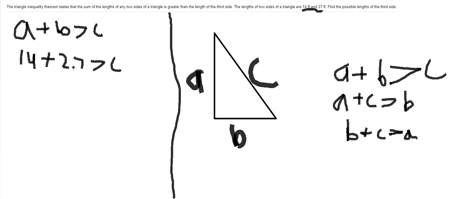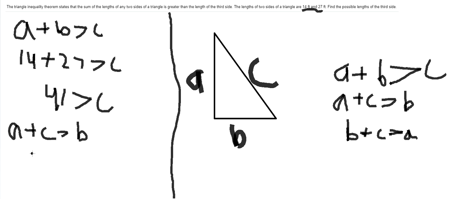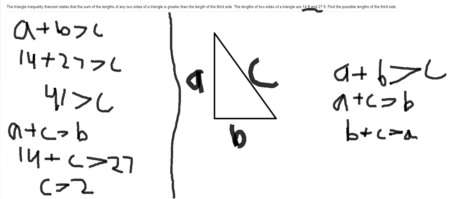So 14 plus 27 is, 14 plus 30 is 44, 44 minus 3, 41. 41 is greater than C. Now we have A plus C is greater than B. So if you put in the value of A, let's call that 14, and the value of B, which is 27, then what you get is C is greater than 27 minus 14, and 27 minus 14 is 13.